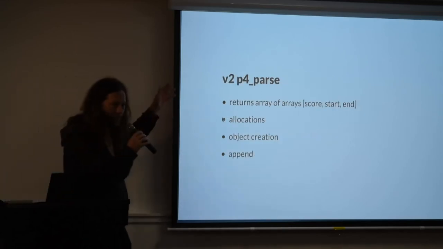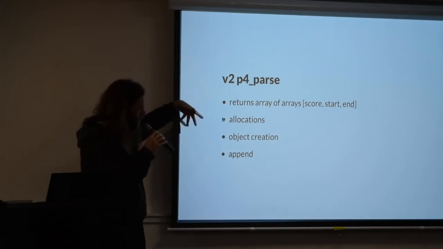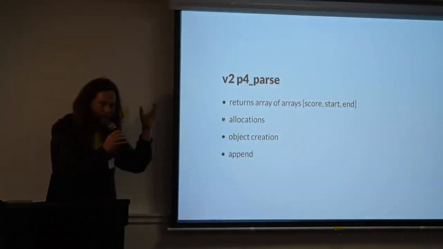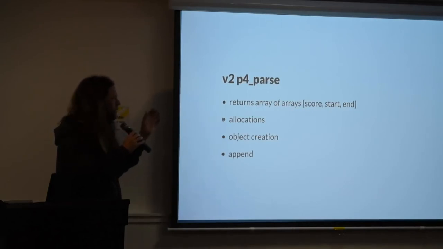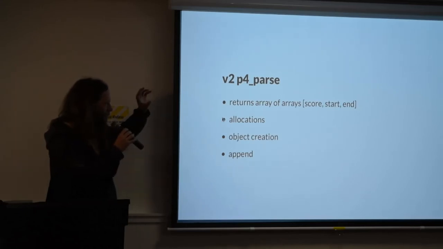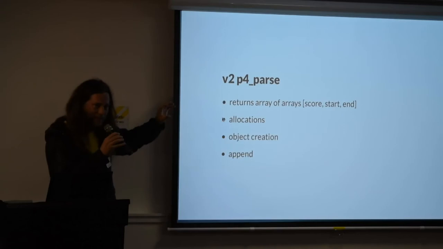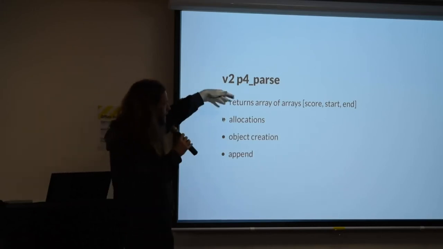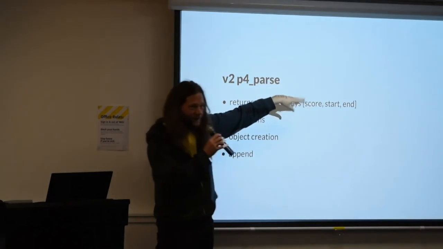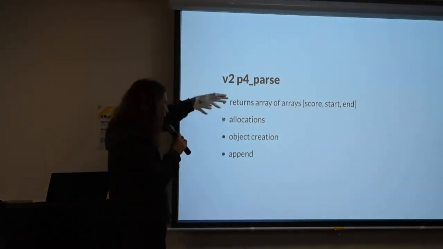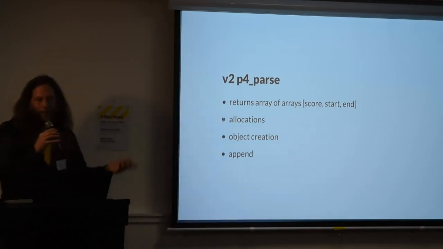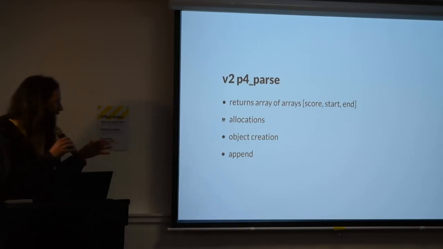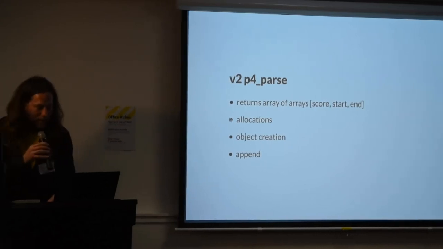So the version 2, the 2012 one, returned an array where each entry had a score, then a start position and an end position. It was a list of lists, and you could sort that list by score, which was useful. But that has to allocate and fill out these little sub-lists, create objects, and append them to the end of the thing. Not only is that impossible in WASM as far as I know, it's a whole lot of work that you don't want to do even in JavaScript.